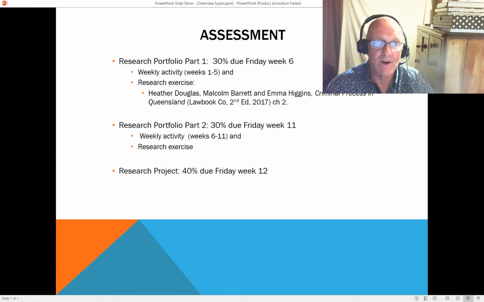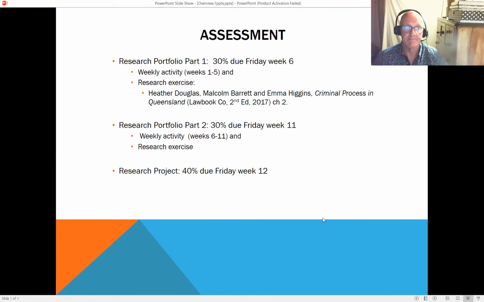You can see that there are 3 pieces of assessment. You've got a research portfolio part 1. That consists of 2 parts, a weekly activity, or the weekly activities, and a research exercise. It's worth 30% and it's due on Friday, week 6.